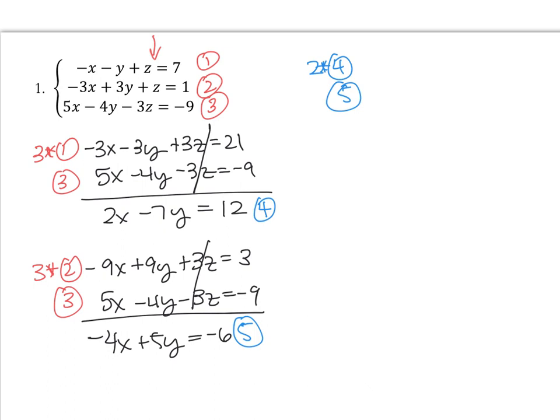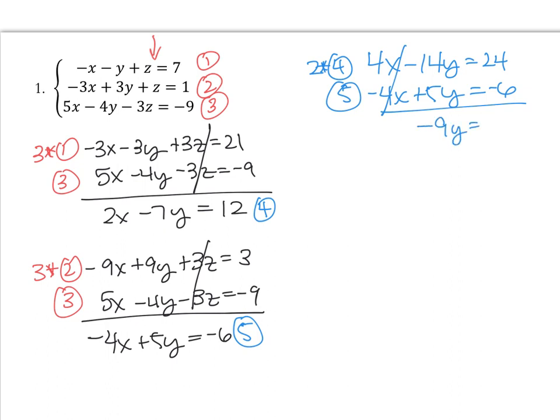So 2 times 4 is going to be 4x minus 14y equal to 24. And then the 5th is negative 4x plus 5y equals negative 6. Those are going to eliminate. We get negative 9 equals 18, which means y is equal to negative 2. There's my first answer. And now the rest of this is just like what we talked about yesterday. You've got to take that and plug it into either 4 or 5 to get your next answer. I'm just going to put it in 4.